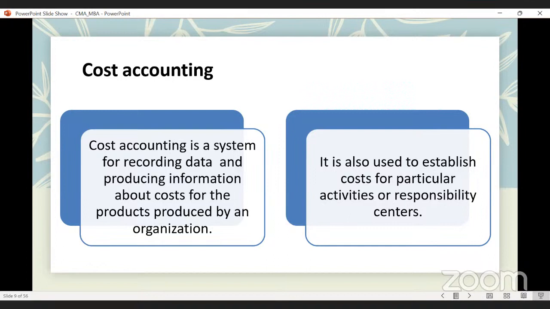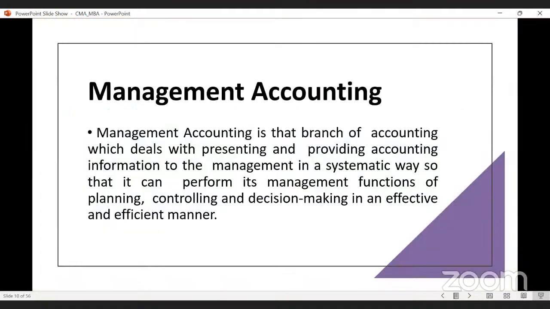It is also used to establish the cost for particular activities. Particular activities means, let's say, whenever you are making production, production is a particular activity. After production, you go for your sales, so sales is again a particular activity. In order to achieve your sales, you are doing marketing, so marketing is also a particular activity. Yes or no? So it is used to establish cost for particular activities or responsibility centers. Due to some drawbacks in financial accounting, there is a need for cost accounting as well as management accounting. Please remember.